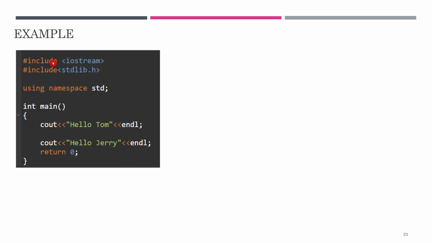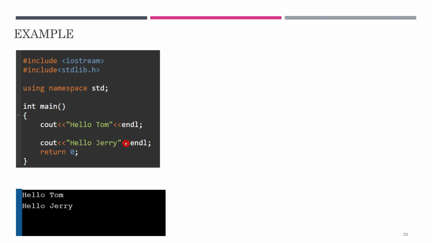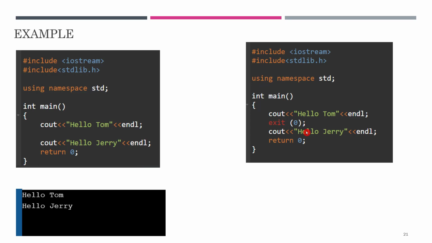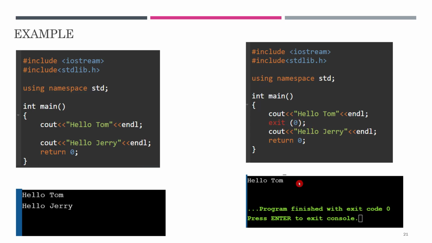Example: you have hash include iostream, hash include string, using namespace std, int main, cout hello tom, endl, cout hello jerry, exit 0. So this is actually an exit statement. Directly just the greetings will be displayed: hello, hello jerry. Similarly, here also we have exit 0. We'll see what happens. As we provide the exit just after the first cout, this will come out of the loop.